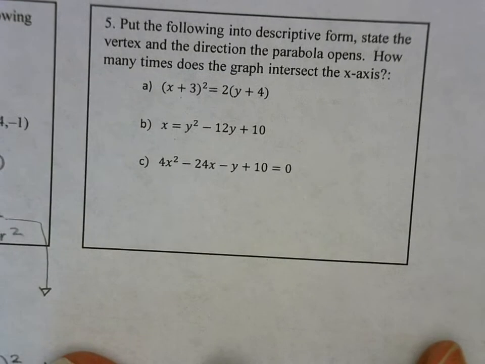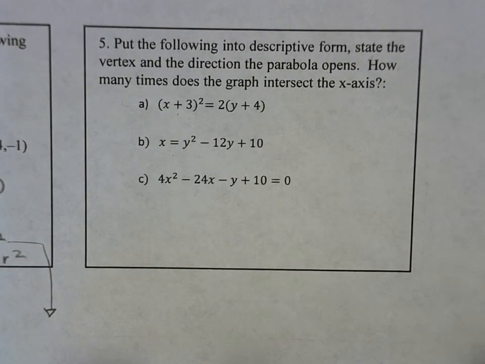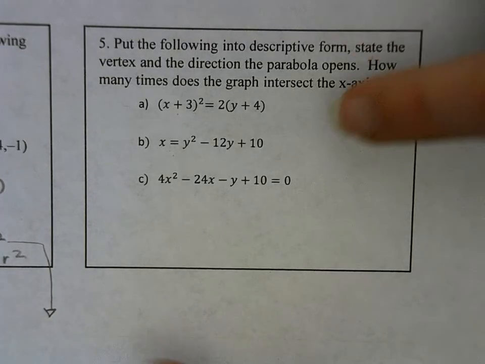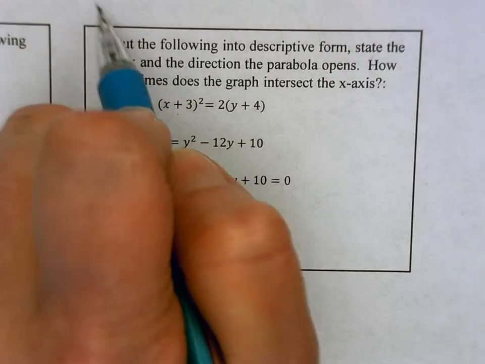Okay, and then let's take a look at number 5. So we're putting the following into descriptive form, and then we're stating the vertex and the direction the parabola opens, and then how many times does the graph intersect the x-axis. So descriptive form, just kind of a reminder.